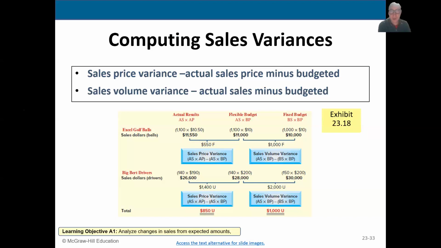So here we have the sales price variance. Sales price variance is the difference in the sales price, actual minus the budgeted. Okay, so the actual sales price times the actual amount. So we follow the same exact formula that we showed you before. Actual minus the standard times the actual for the sales price variance. And then for the sales volume variance, actual minus the standard times the standard.